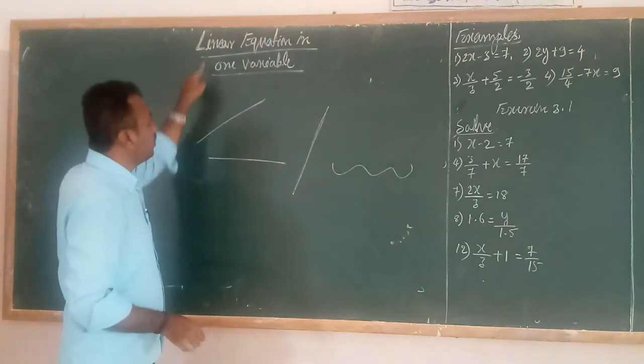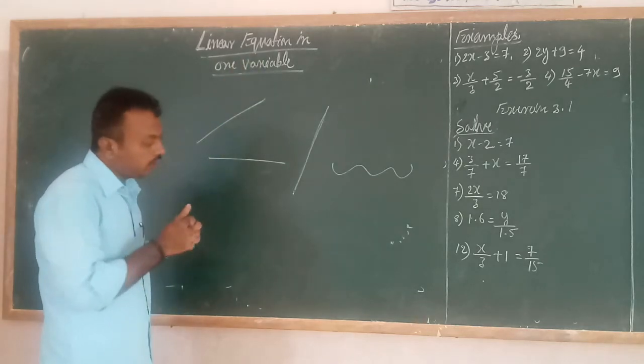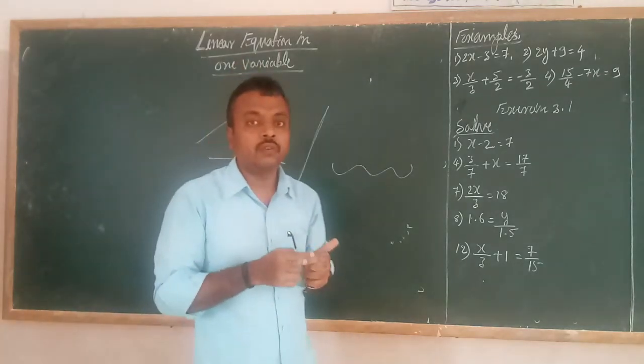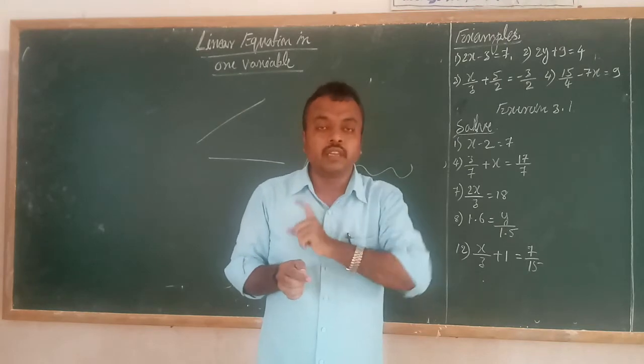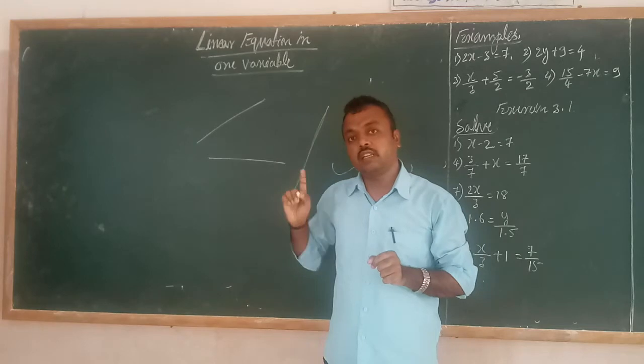So linear means straight. For linear equations, you can take any one of the equations, and if you plot the graph, that graph becomes a straight line. Therefore, linear means straight, linear equation.